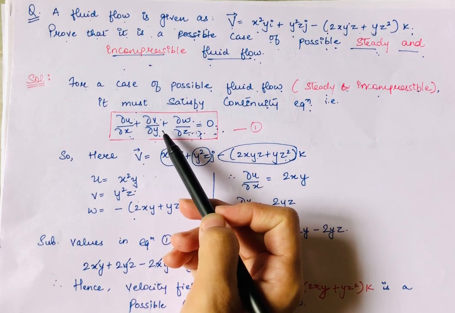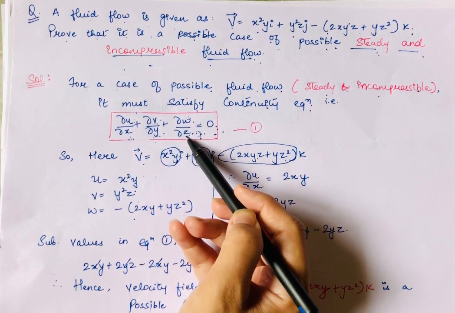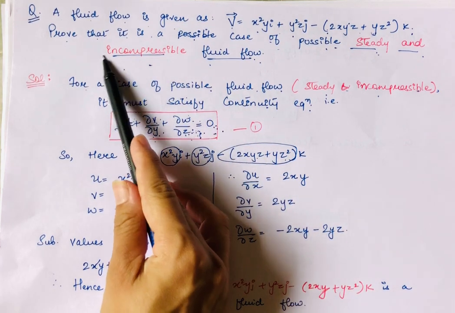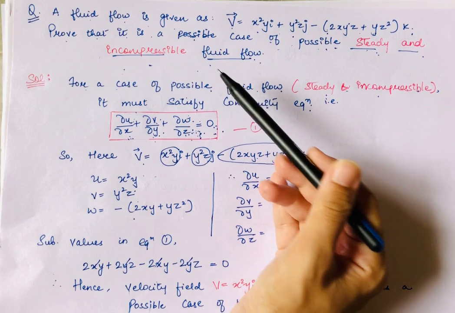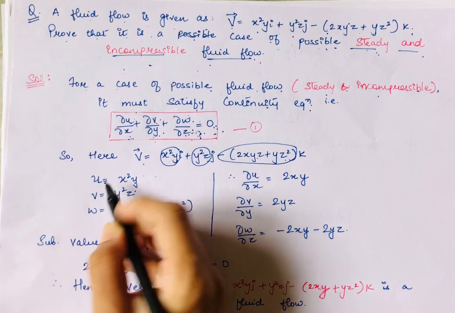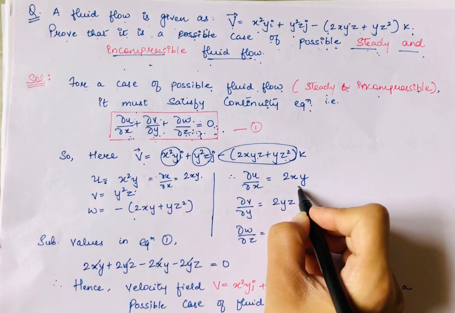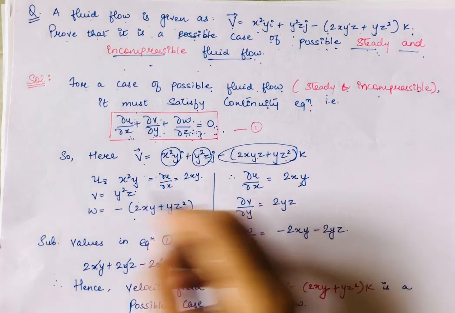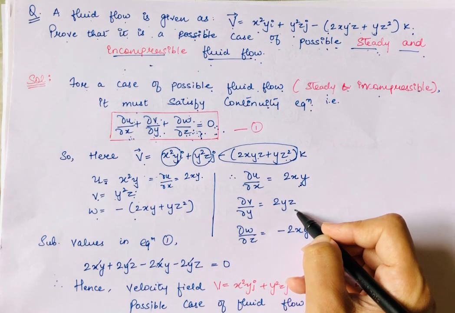If we want to prove this equation, we need to find del u by del x, del v by del y and del w by del z, and if the summation of these three terms is equal to 0, then it is proved that it is a possible case of flow which is steady and incompressible. So let's derive them. Del u by del x will be 2xy. Then del v by del y will be 2yz.